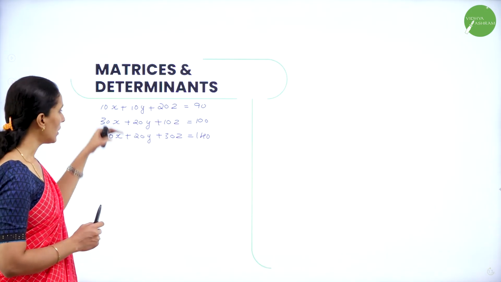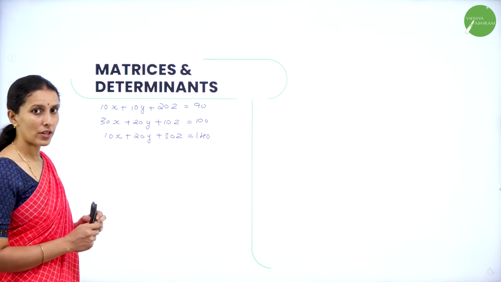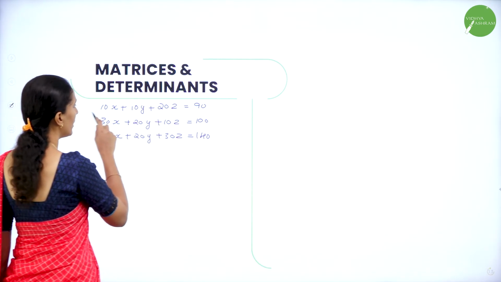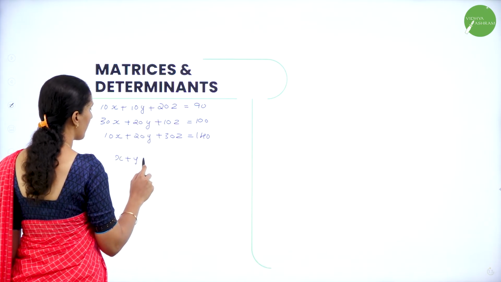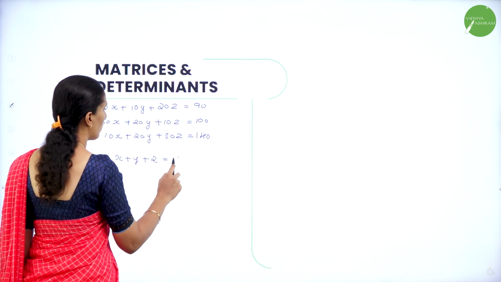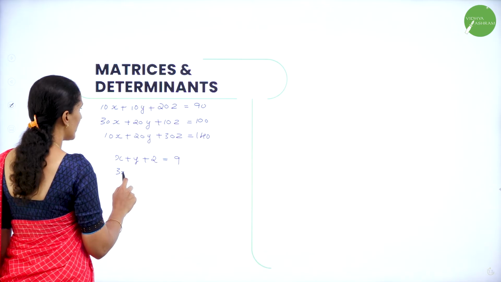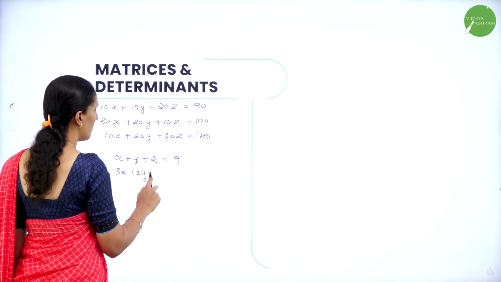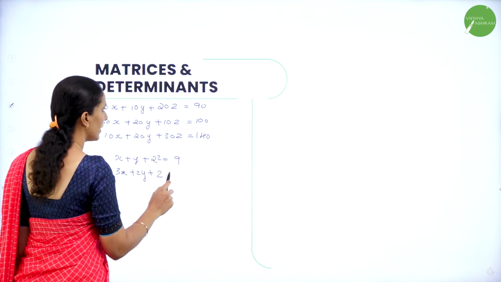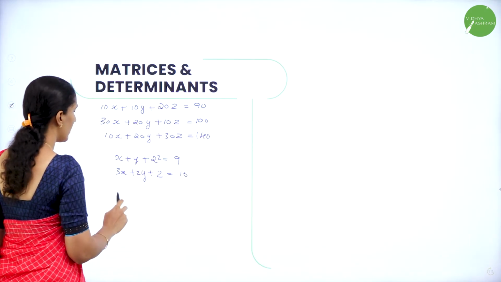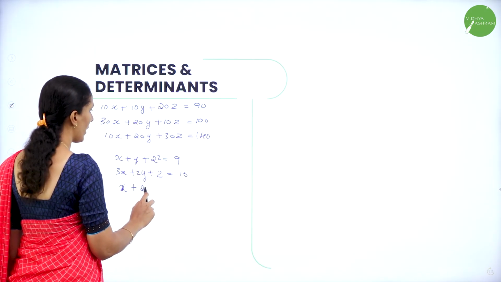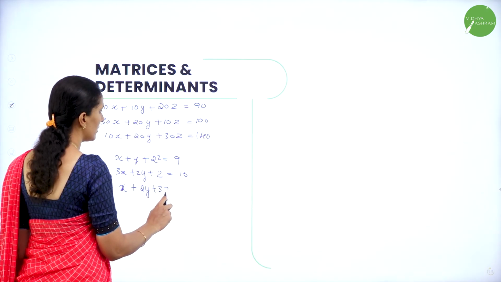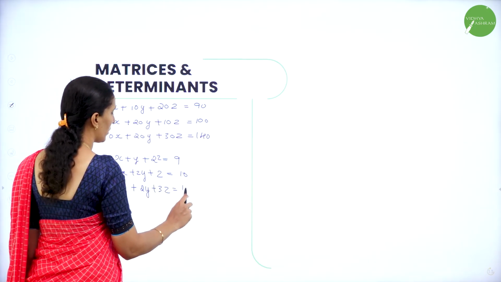So let us divide all the three equations by 10, which is a common factor. So if you divide throughout by 10, here it becomes x plus y plus 2z is equal to 9. Here 3x plus 2y plus z is equal to 10. And here we have x plus 2y plus 3z is equal to 14.